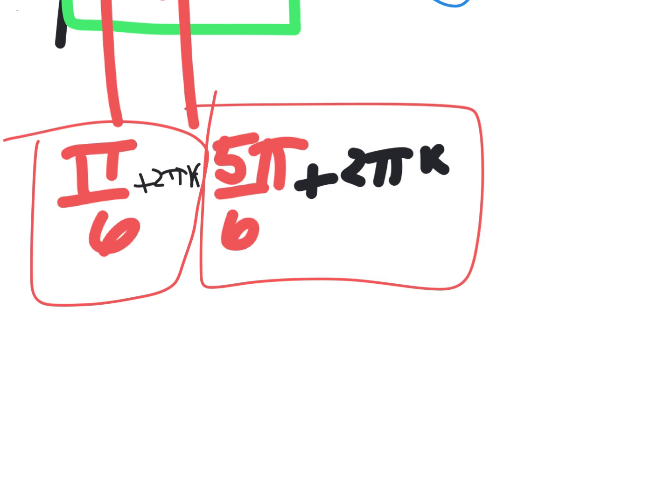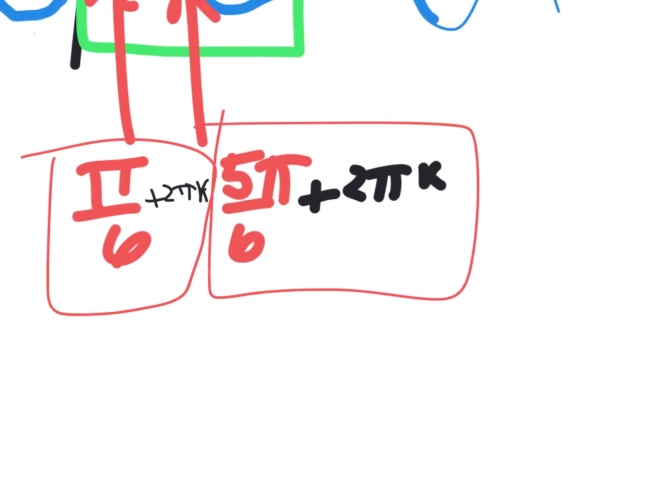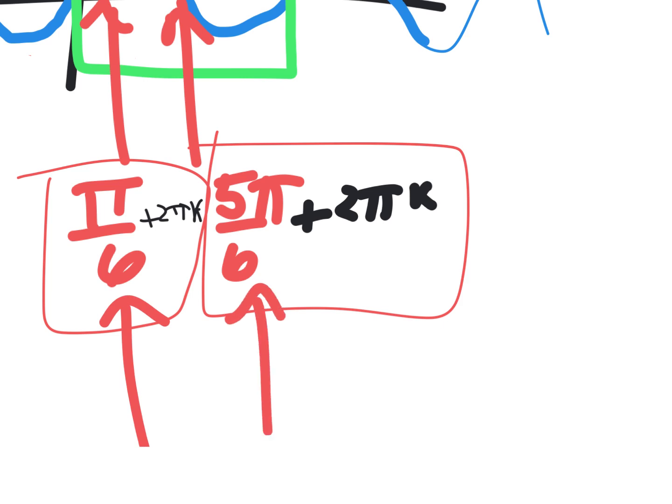What if they said, I only want the 2 answers that are between 0 and 2 pi? Well, that would have been this one and this one. I'd be done. What if they say I want all the answers? They can just add in this little, oh, by the way, you're going to have to add 2 pi a bunch of times.